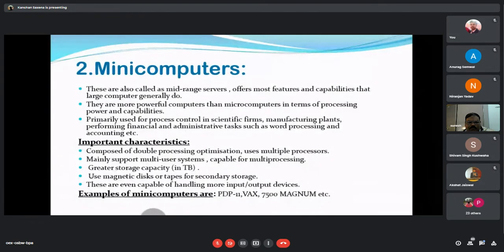The important characteristics of mini computers are that they are composed of double processing optimization. They use multiple processors, mainly support a multi-user system, and are capable of multiprocessing. The storage capacity is measured in terabytes, which is quite larger than microcomputers. They use magnetic disks and tapes for secondary storage. They are even capable of handling more input-output devices. Examples of mini computers are PDP-11, VAX 7500, Magnum, etc.